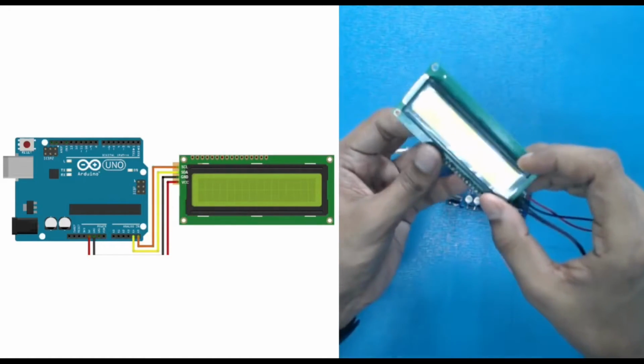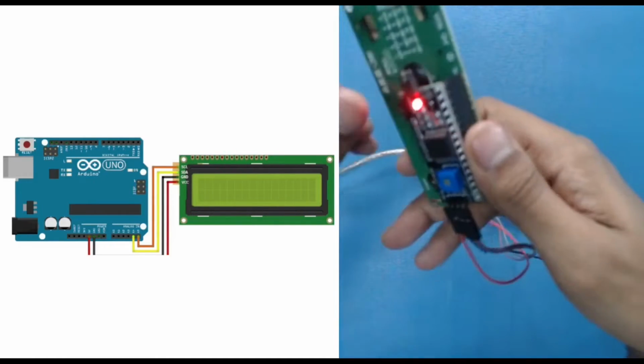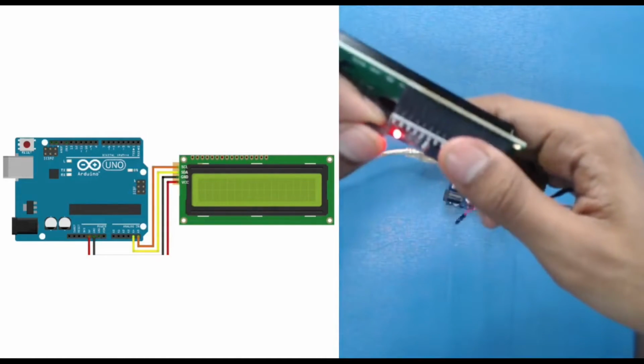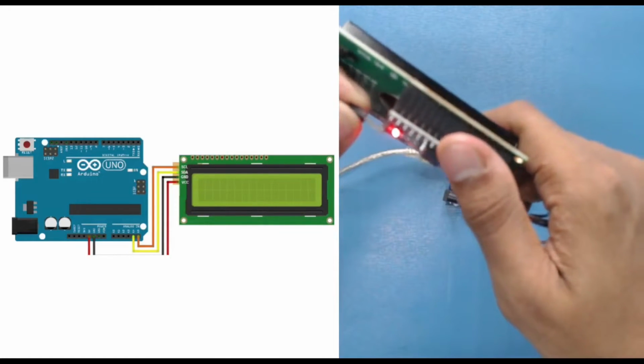Here you can see it has turned on, all lit up in yellow color. This is because we have plugged this in. And if I remove this, you can see it is not lighting up. So it is like a backlight.